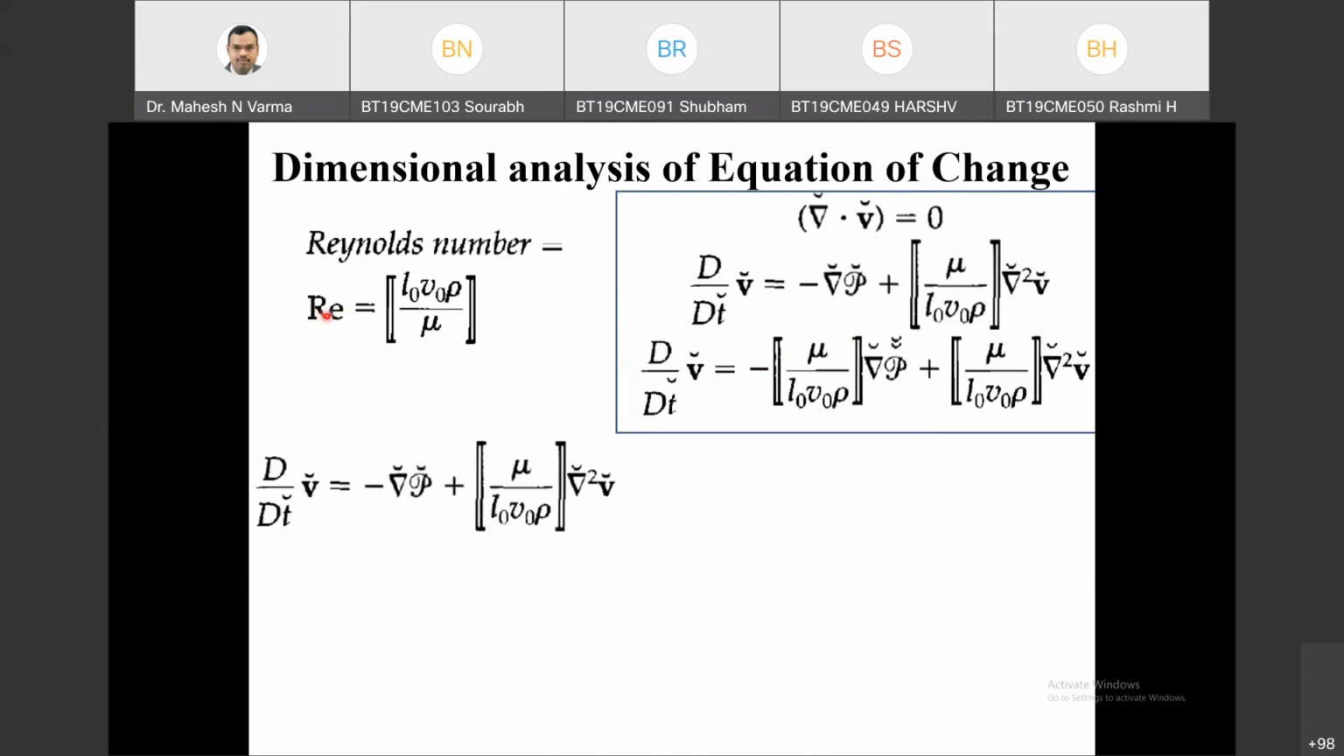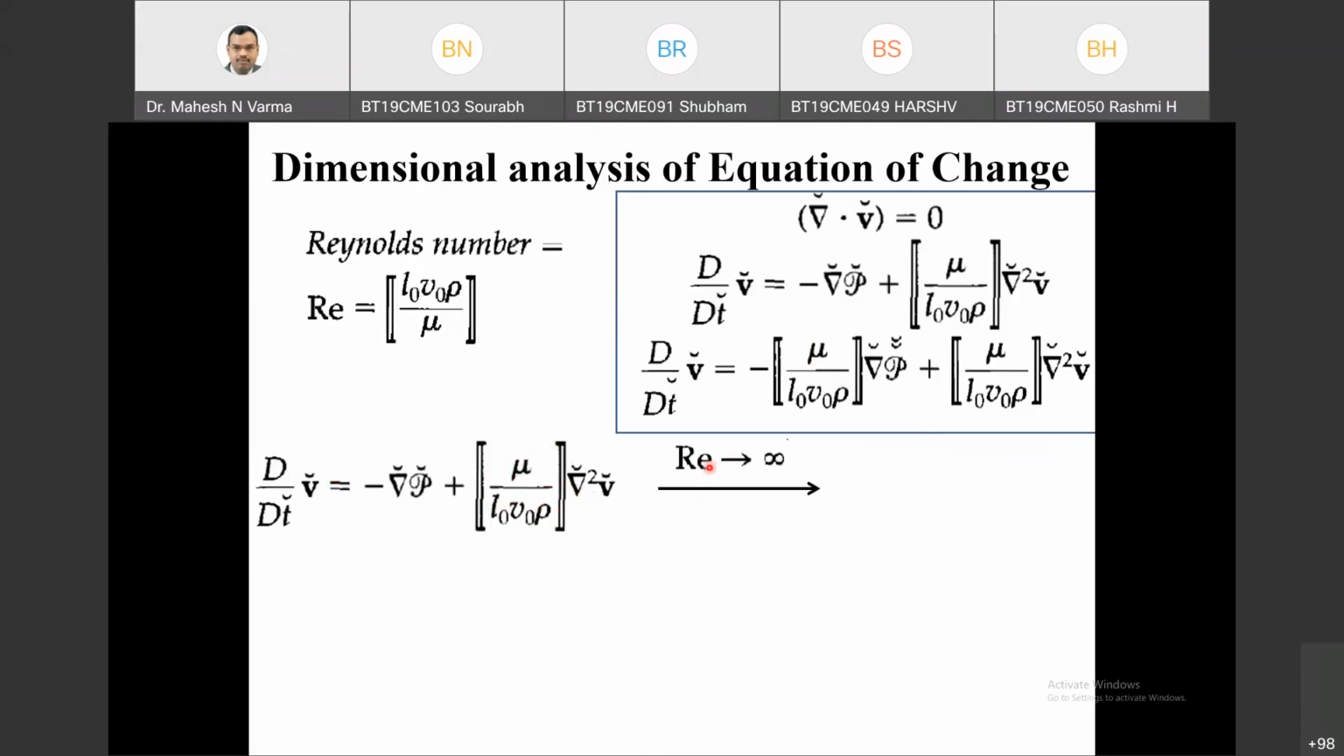Now this, L V rho divided by mu, is the Reynolds number. So the equation of change in dimensionless form equals the dimensionless pressure term plus 1 upon Reynolds number times del square of the dimensionless velocity. Here this is the Reynolds number, and this is 1 upon Reynolds number.